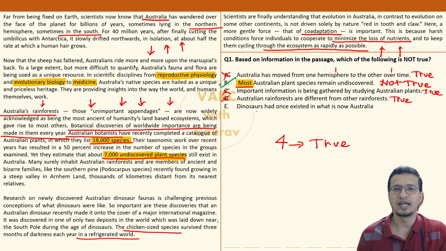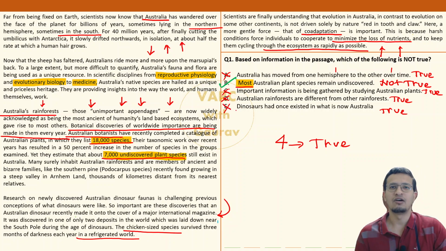Option E. Dinosaurs had once existed in what is now Australia. Also, this is true. Only then you will have the eggs in that place. Right? It's not like somebody airdropped the eggs at that time. Okay. So option E also cannot be the answer. All right. With that in mind, let's go and take a look at the second question now.